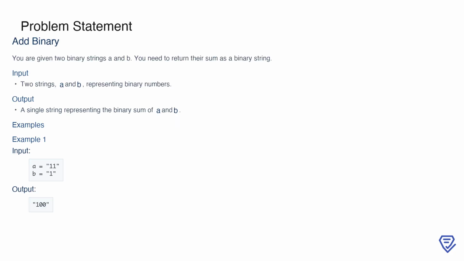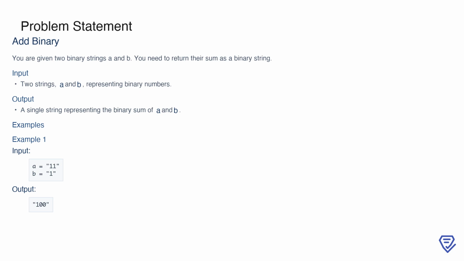In this problem, you are tasked with adding two binary strings and returning their sum as another binary string. The inputs are two strings, A and B, which represent binary numbers. For the output, you need to calculate their binary sum and return it as a string.